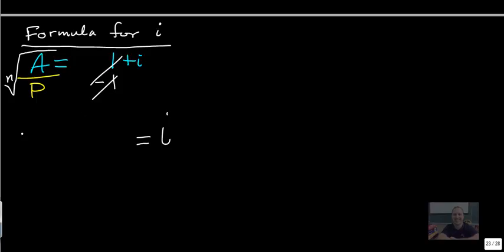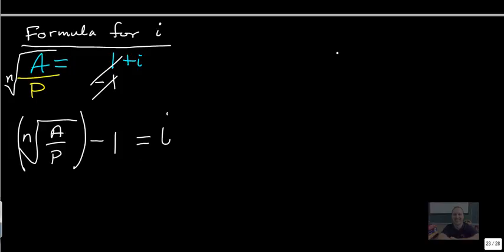That's gone, and we have the nth root of A over P, and then you have minus 1. Now, please make sure that this minus 1 is not underneath the radical sign here. It's separate. When you do all this, you calculate this, then you subtract 1. That's very, very important. Don't put that negative 1 underneath there, or else it's totally messed up.